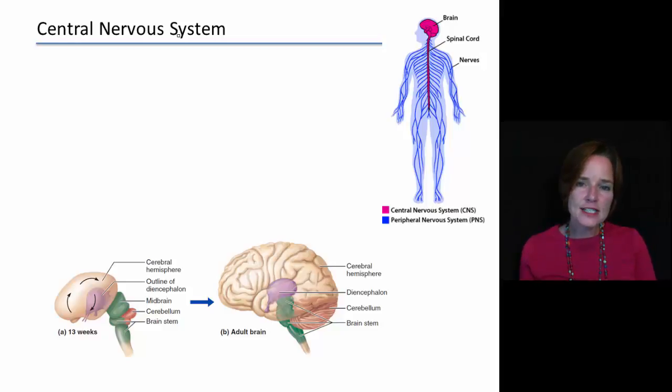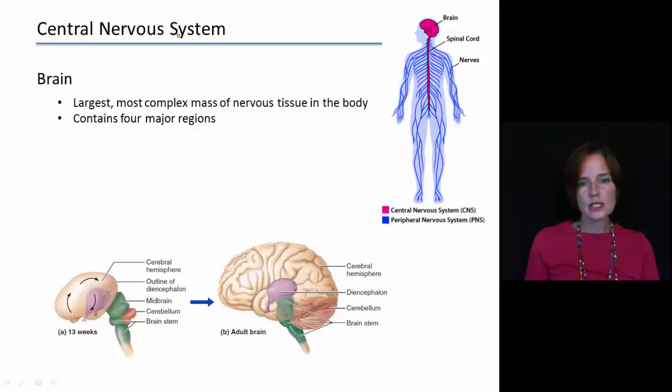Now that we've talked about the physiology of the nervous system, let's talk a little bit more about the different parts of the nervous system. The central nervous system is the part that we're seeing in pink right here in the image. So this is going to include the brain and then also the spinal cord.